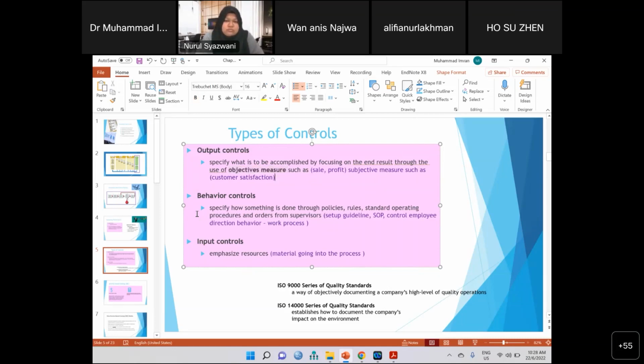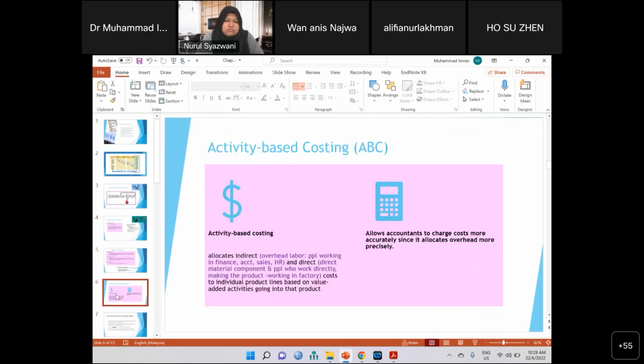Okay. The further slide is about, we already discussed the types of controls. Now another one is activity-based costing, ABC. Basically, this is a recently developed accounting method for allocating indirect and fixed costs to individual products or services based on the value-added activity going into the product. This accounting method is very useful in doing a value chain analysis of the firm's activities for making outsourcing decisions. One of the things they are using ABC analysis for is outsourcing decisions, whether they should go for outsourcing or not.